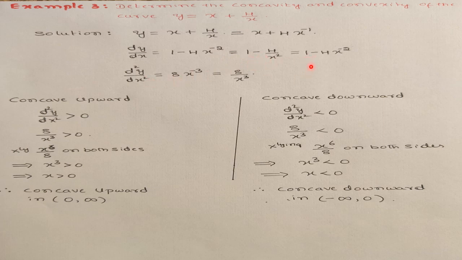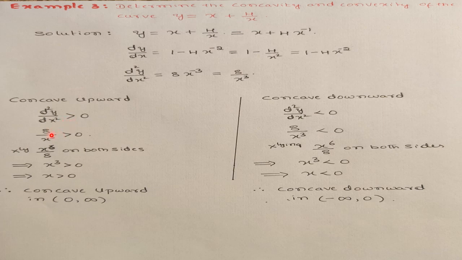Okay, again differentiate this one with respect to x, you will get this one. Here 1 differentiation is 0, minus 4, here minus 2 is there, therefore 8 into x to the power minus 3, this is equal to 8 divided by x cube. This is the differentiation part. I think you are all familiar with this one. Okay, for concavity upwards, d square y by dx square is greater than 0.